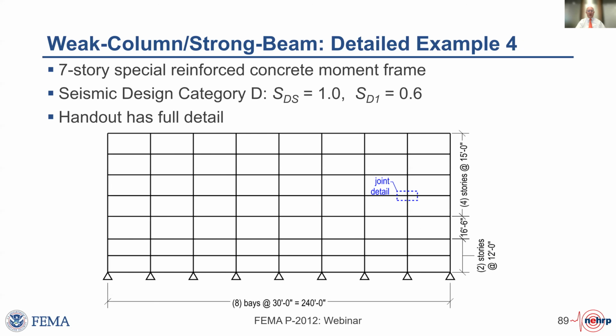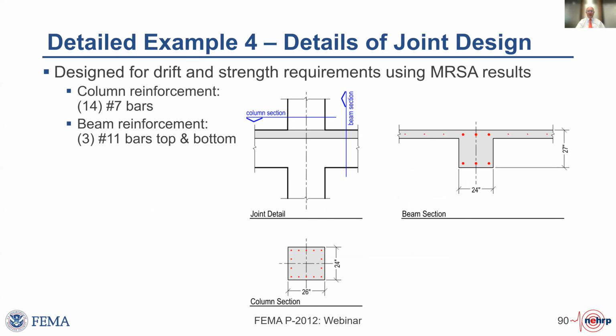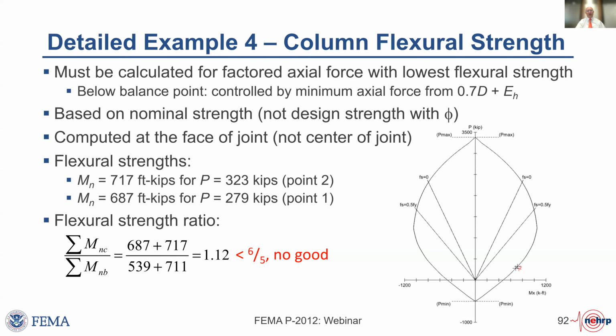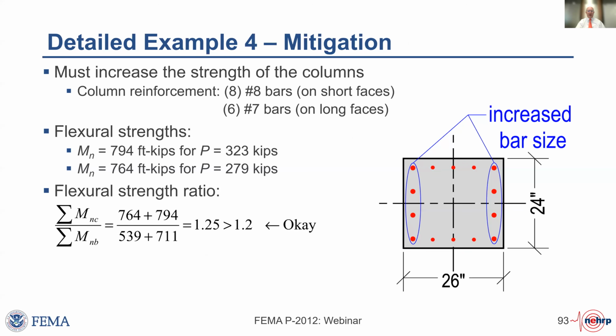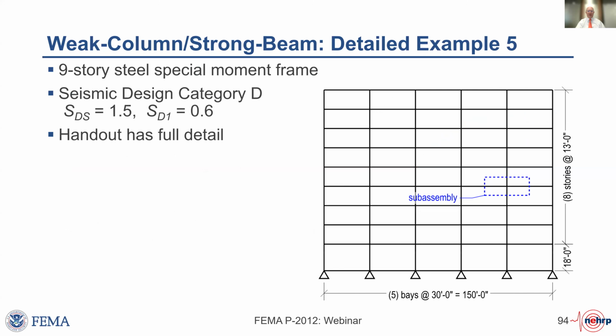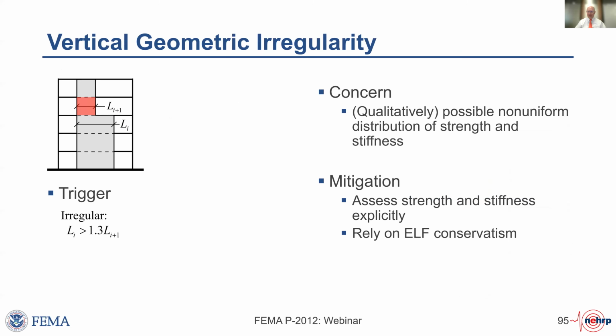Design example 4 is for a concrete moment frame where we identify an irregularity because the columns are not strong enough to satisfy the requirement that's in ACI 318. And as a result, we need to increase the strength of the column so that we don't get that possible inelastic response. We strengthen the columns and the system works. Detailed example 5 is the same idea, but for a steel moment frame, and all the detail is in the handout.